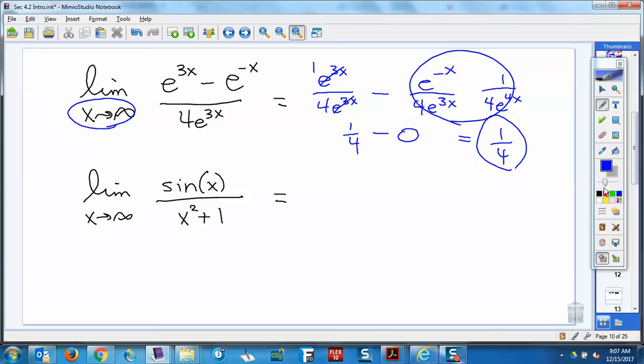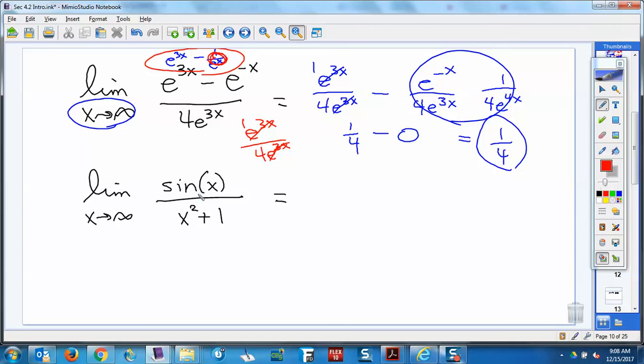Now, the other way I could have done it, I could have just written this as e to the 3x minus 1 over e to the x. As x gets really big, what's e to the x do? Gets really big. So what's 1 over really big? Really small. So this just goes to 0 right here. So now I end up with e to the 3x over 4e to the 3x, and now cancel, and I get 1/4, right? So I could have done that too. So you just have to think your way through it. You have to say, what happens as x gets really big?